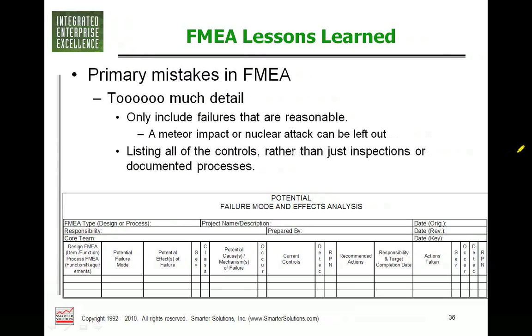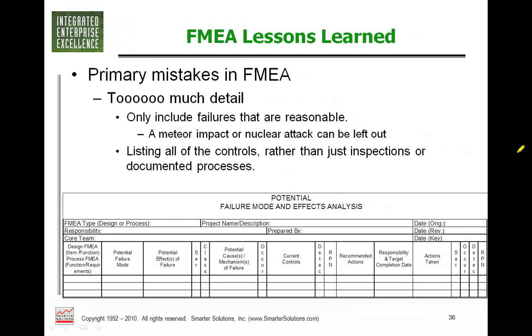Another thing that can happen is with the QFD, quality function deployment. You really got to be careful of too much detail. You can really get down to rat holes on this if you're not careful. You want to only include the failures that are reasonable. Let's not consider a meteor impacting the Earth or a nuclear attack. Yeah, those things could occur, but we're looking at things that are not quite that unlikely.